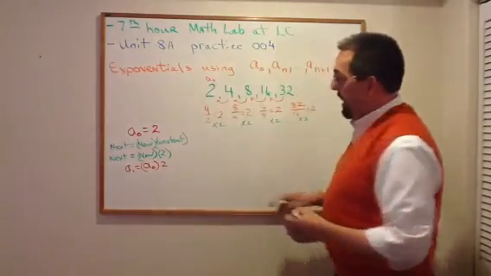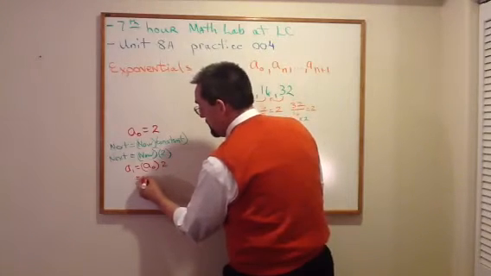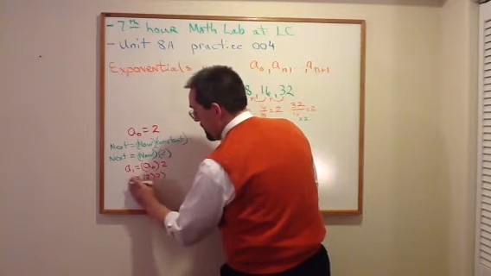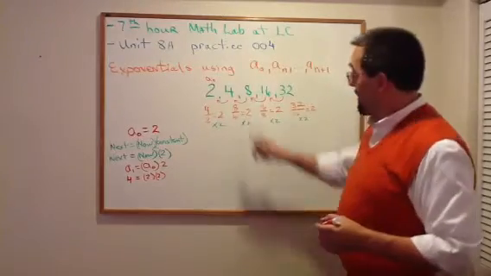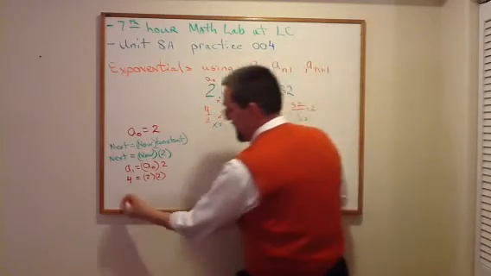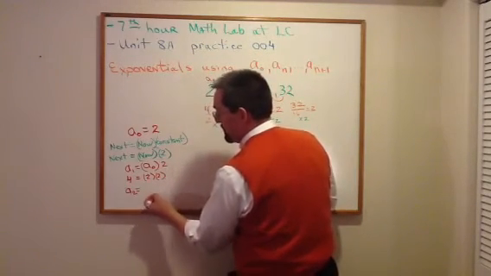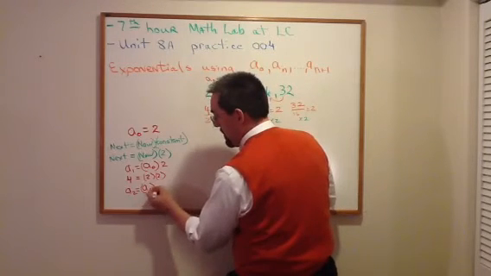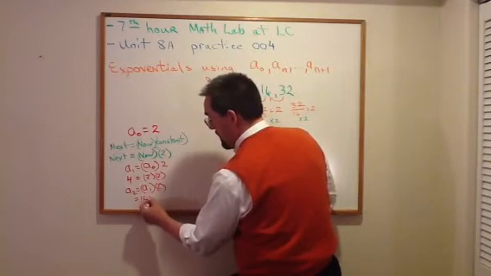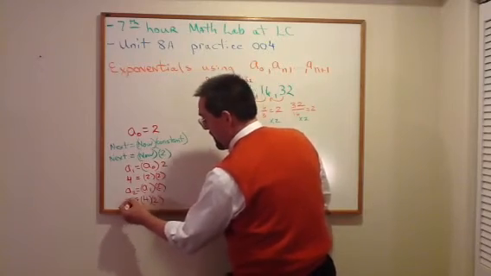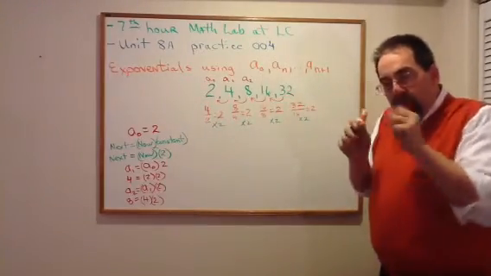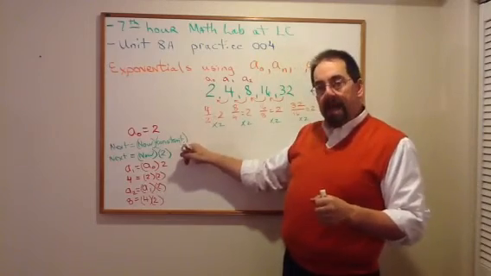times 2, and A0 was 2, which gave us 4. So that'll be A1. Let's find A2, make sure it works. A2 equals A1 times 2. And we found that A1 was 4, and that gives 8. So, just because we changed the way we write it, it's basically just a next now equation.